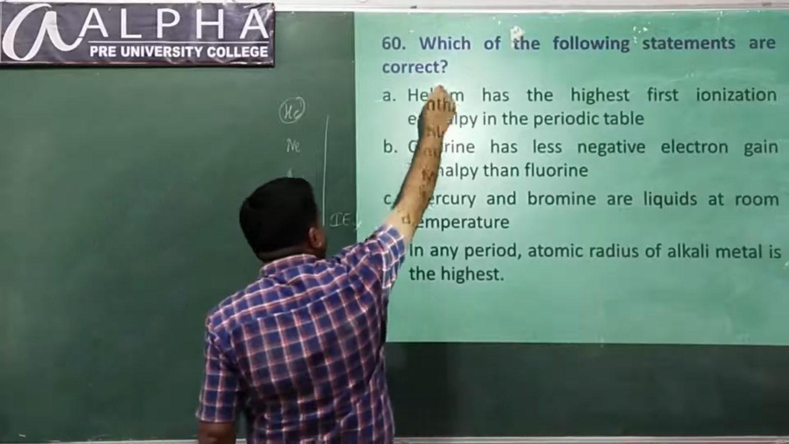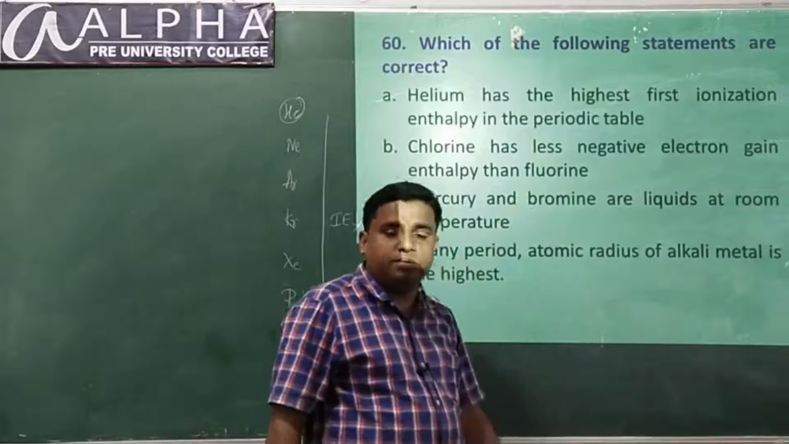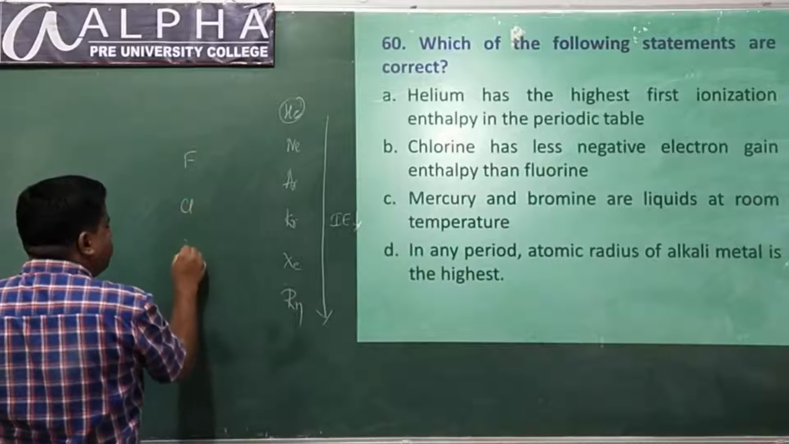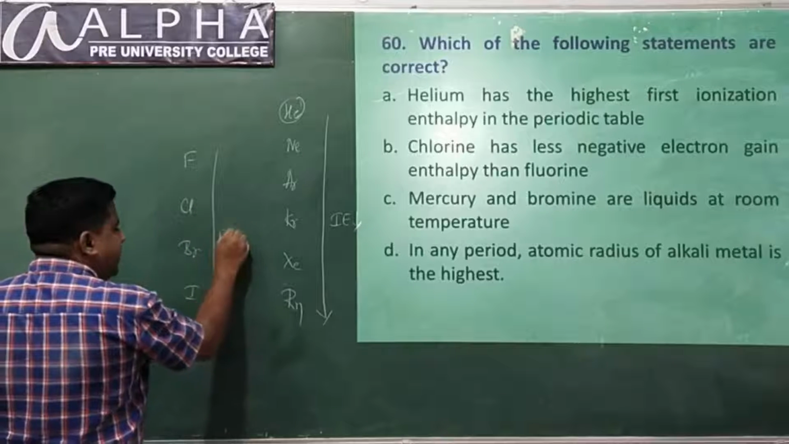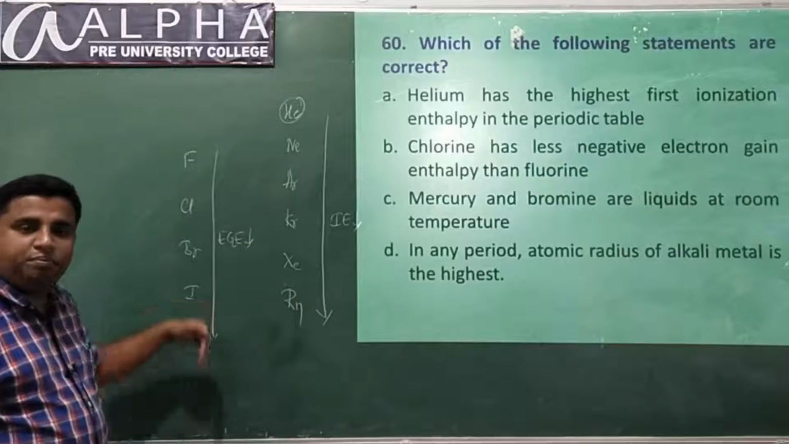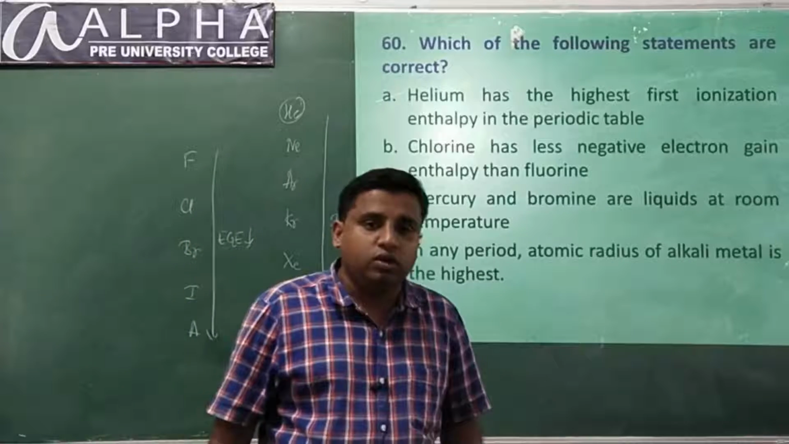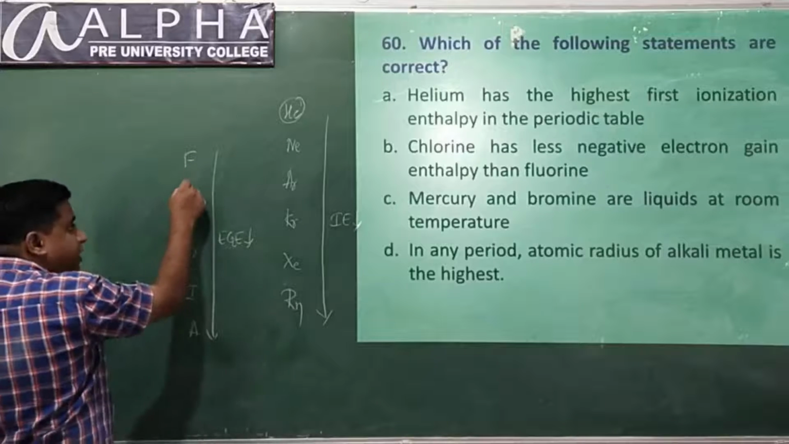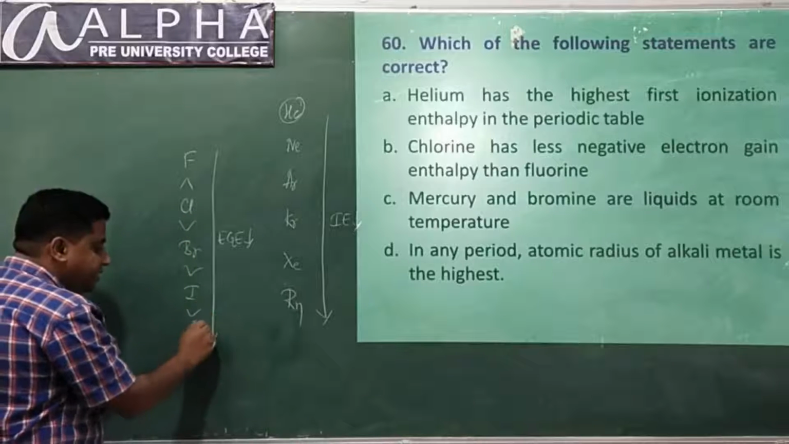Next, chlorine has less negative electron gain enthalpy than fluorine. Let us take the halogen family: fluorine, chlorine, bromine, iodine and astatine. Down the group electron gain enthalpy should decrease. But I have told you that there is an exception to this rule. Down the group electron gain enthalpy should decrease, but from fluorine to chlorine it increases and then it decreases.